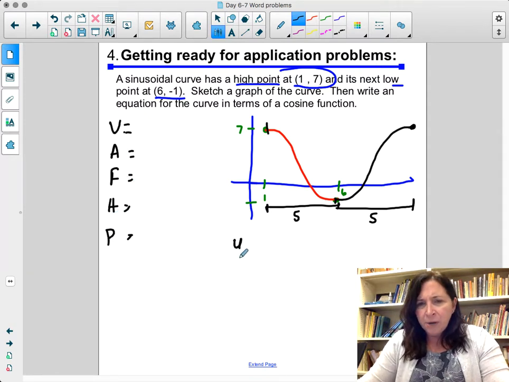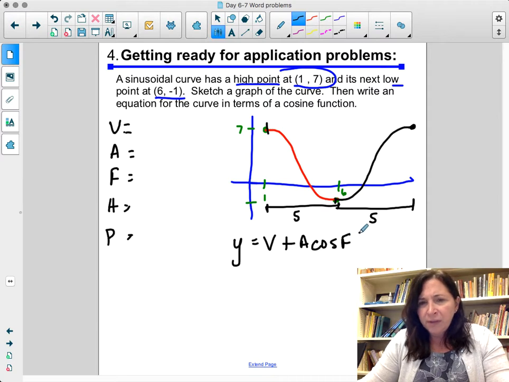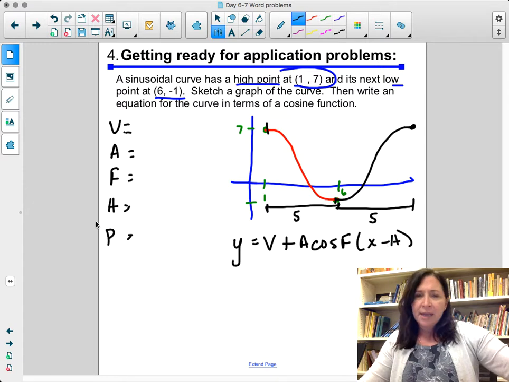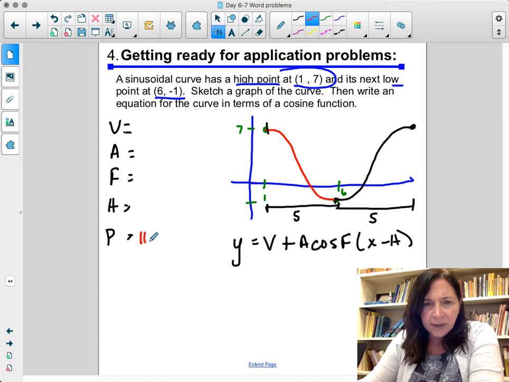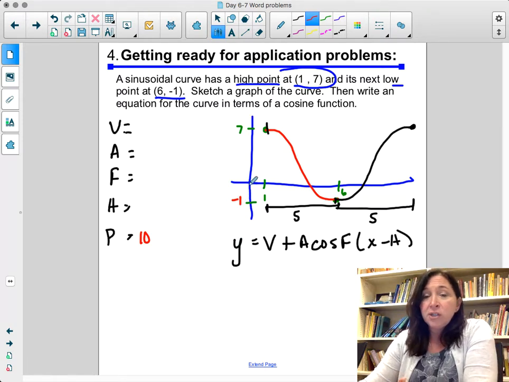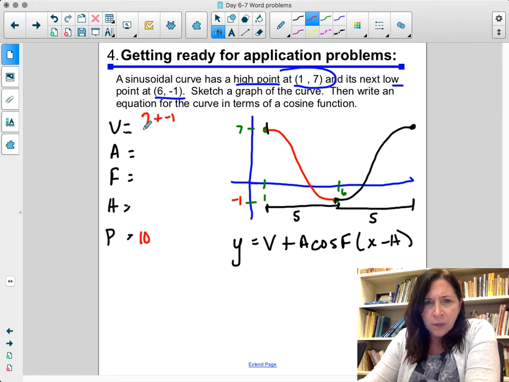So if I were to put my graph like this, y equals vertical shift plus amplitude times, we're going to make this a cosine wave, frequency times (x minus h). And P is not on there. P is like in this area. So we actually know the period is 10. So this is 10. Now, in order to find the vertical shift, you're going to find the average of your high and low point. Average means you add them up, divide by 2. So we're going to go 7 plus -1 divided by 2. So that's going to be 6 divided by 2, which is 3.